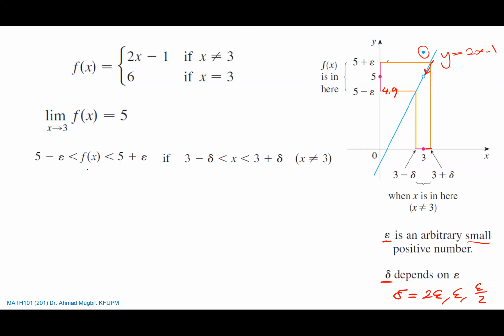So let's do it as an inequality. f of x, add or subtract 5 from all three sides.